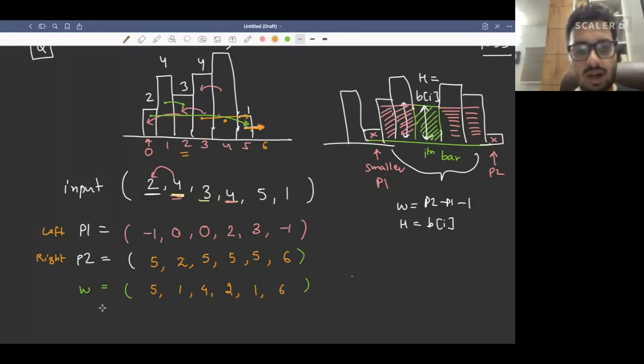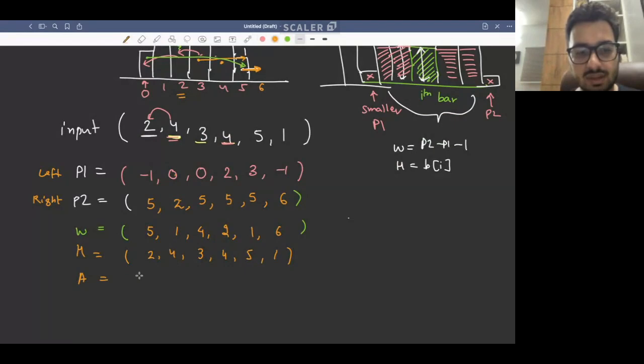Okay. How much is the height? The array itself. 2, 4, 3, 4, 5, 1. Okay, fine. How much is the area? 10 units, 4 units, 12 units, 8 units, 5 units, 6 units. What is the largest?